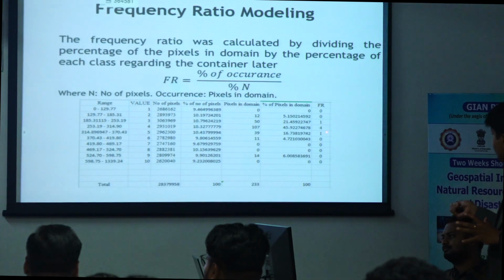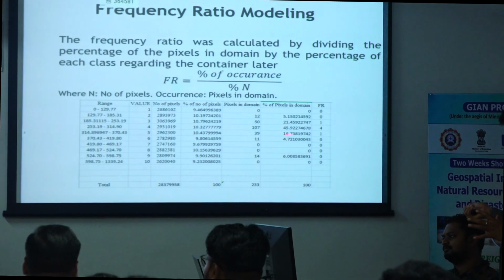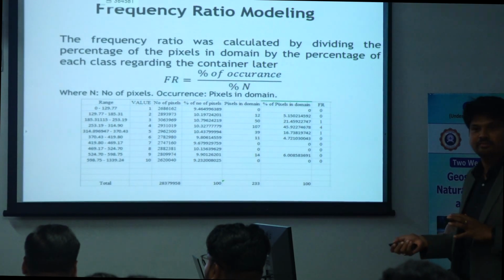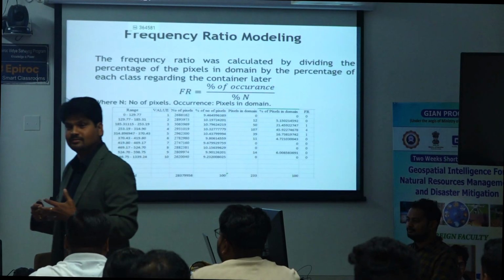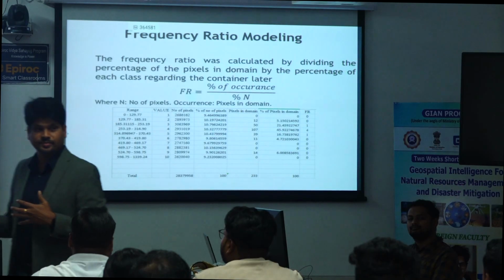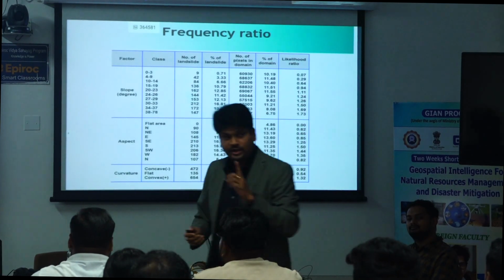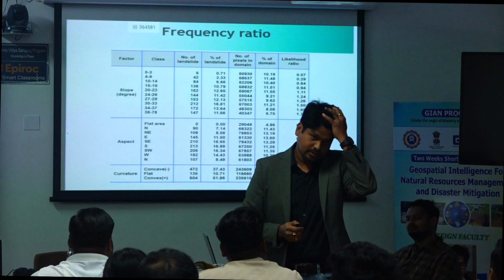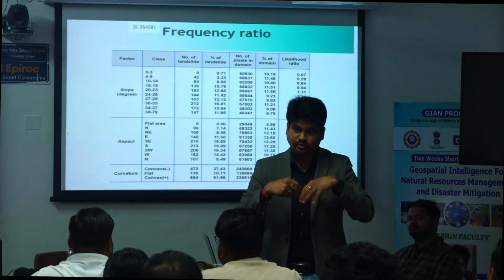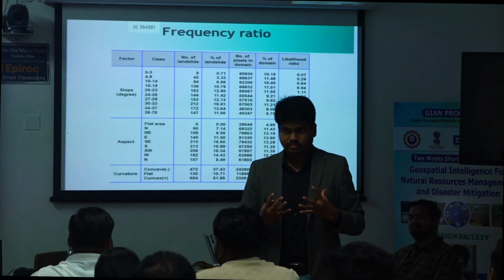So you can see here clearly this class shows a frequency ratio value of 4. That means it is statistically very significant. Okay? The relationship. And I am telling you, this model you can apply in any other application as well. Okay? When you are trying to create this kind of map.